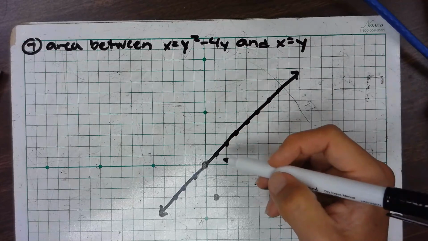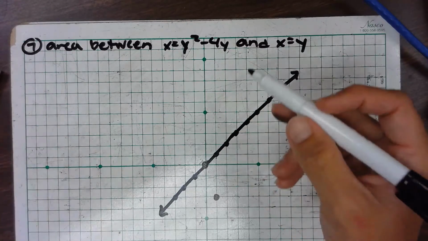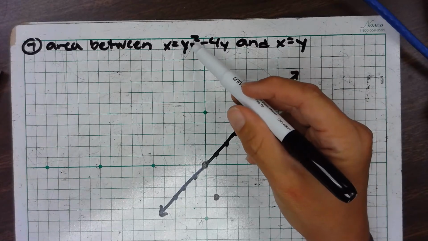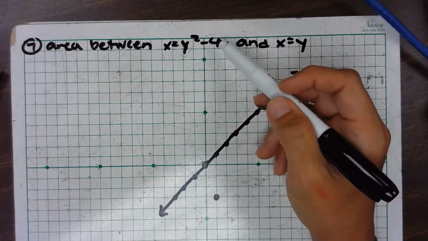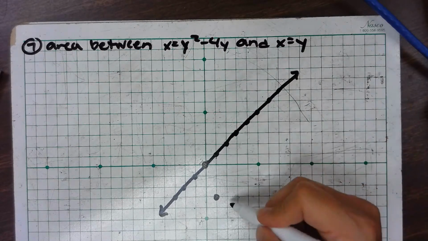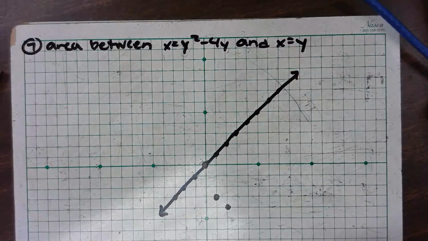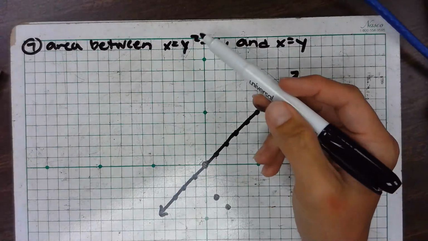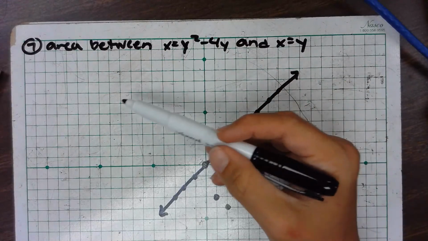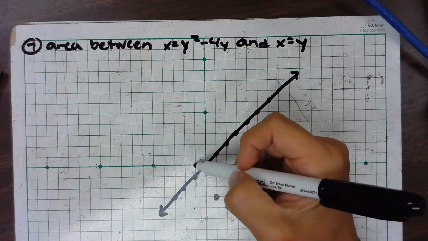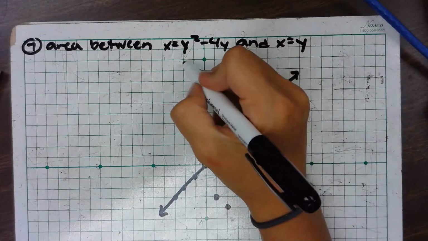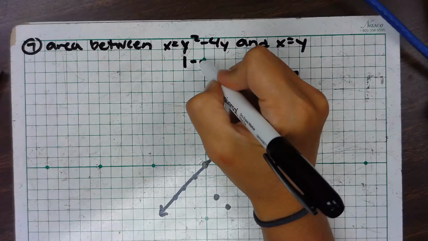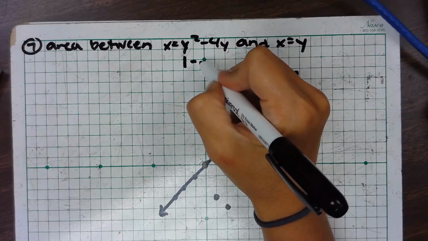If I plug in 2, let's think about that for a second. That's going to be 4 minus 8, which is -4. And I might want to go this way too. If I plug in, say, -1, -1 would be +1 minus 4.